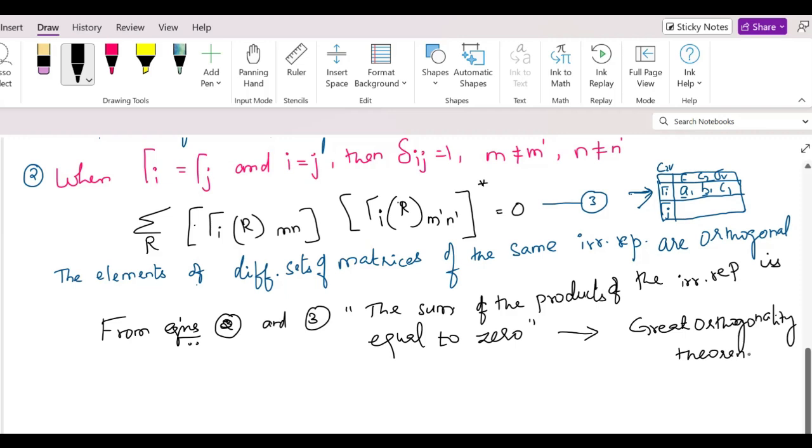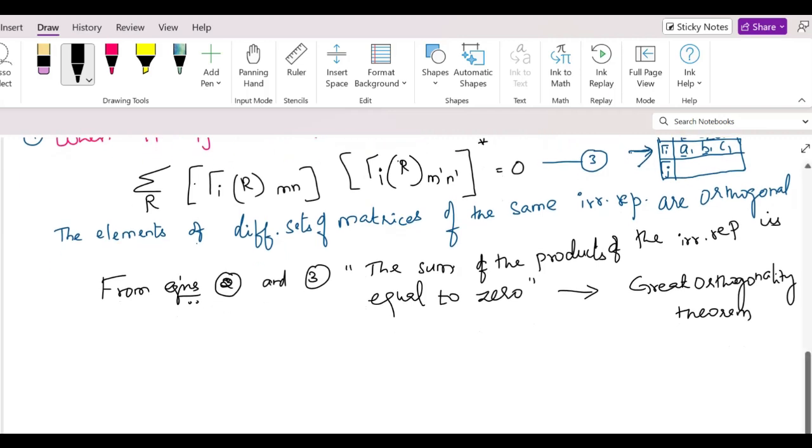Okay, so this is how. Then one more relation also can be derived, one more equation. So the third relationship from the above equation: the condition when i is equal to j, m is equal to m dash, n is equal to n dash. So in that case, what will happen to the equation?